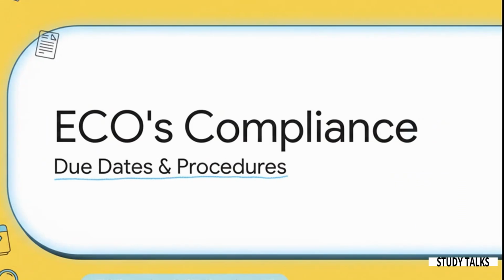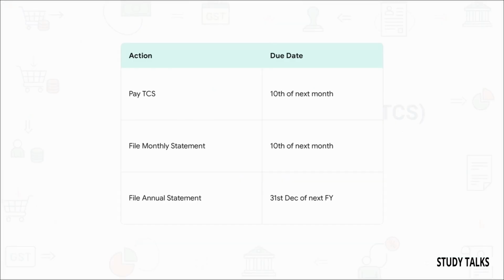Okay, so we know what to collect and how to calculate it, but what about all the paperwork and the deadlines? Let's switch gears and look at the ECO's compliance checklist, all the due dates and procedures they have to follow. The compliance deadlines are actually pretty straightforward. The ECO has to pay the TCS they've collected over to the government by the 10th of the next month. Easy enough. They also have to file an electronic monthly statement, which is GSTR 8, giving all the details of the supplies by that exact same date, the 10th. Then there's an annual statement, which is due by the 31st of December of the following financial year. And just remember, the commissioner does have the power to extend these dates if they need to.